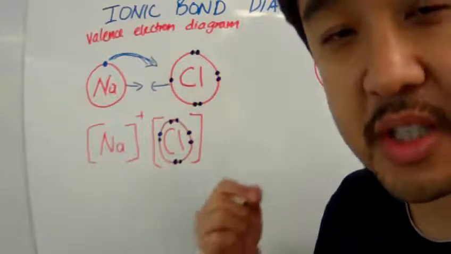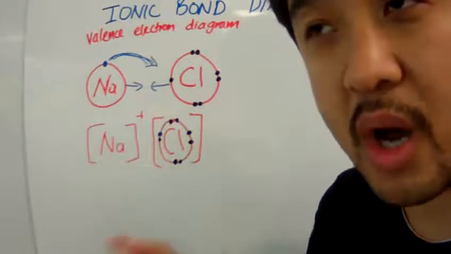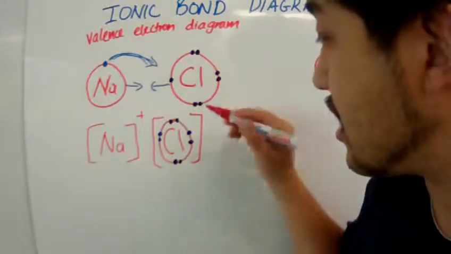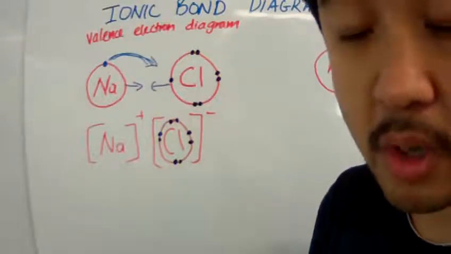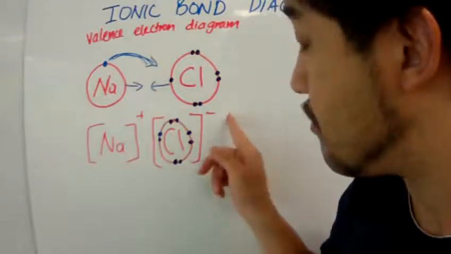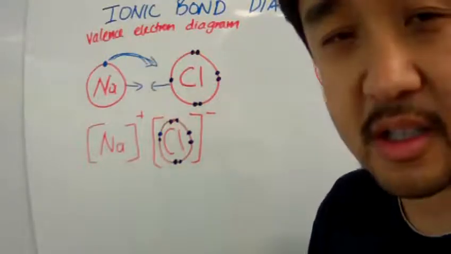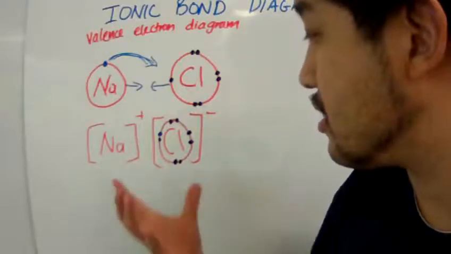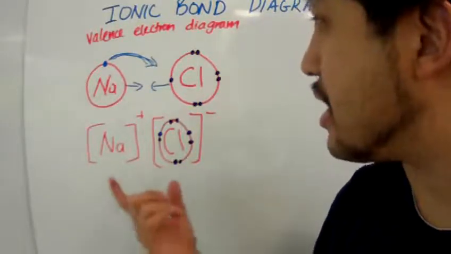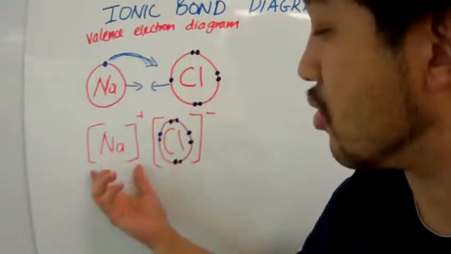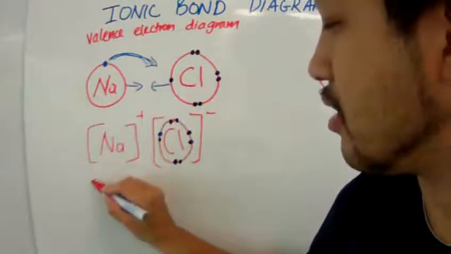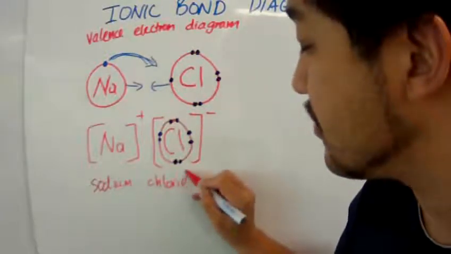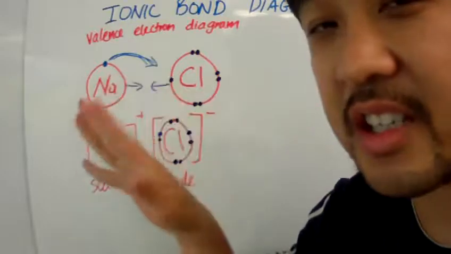And what's the charge of this chloride? Well, it has 1 less proton compared to electrons, so it has a negative charge. Negative charge by how much? 1 negative charge. But we don't write the ones in diagrammatic or formulaic format. And so this here will now be the valence electron diagram for sodium chloride. Alright? Sodium chloride. And we will learn how to write names and formulas for ionic compounds just a little later.